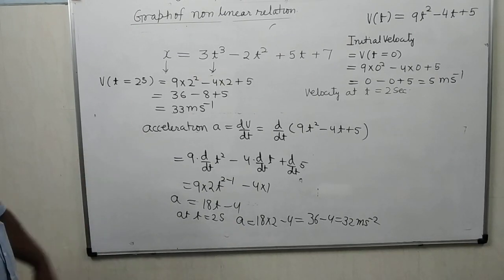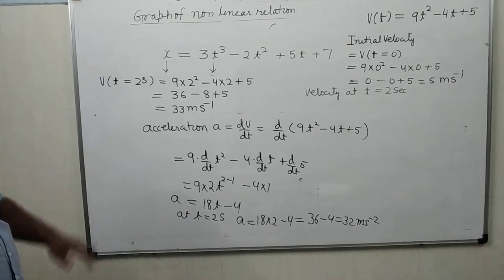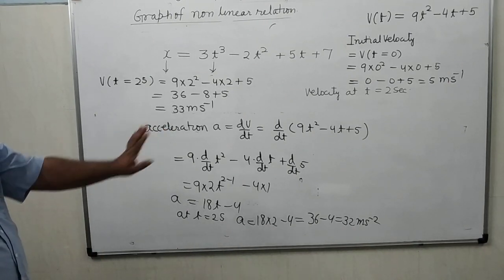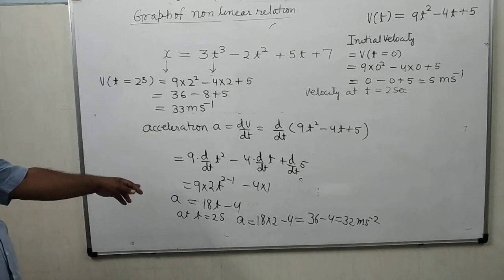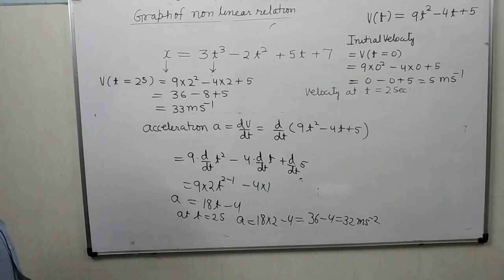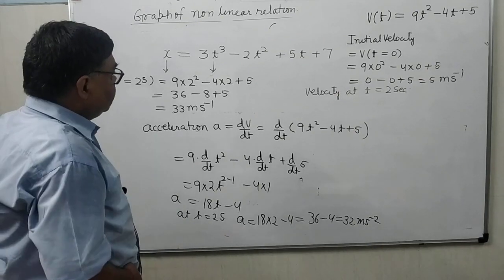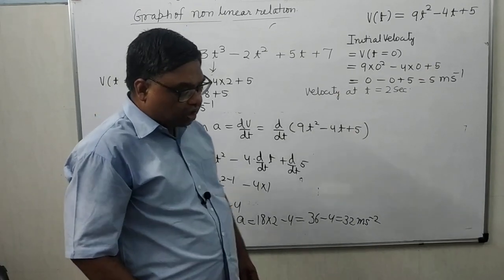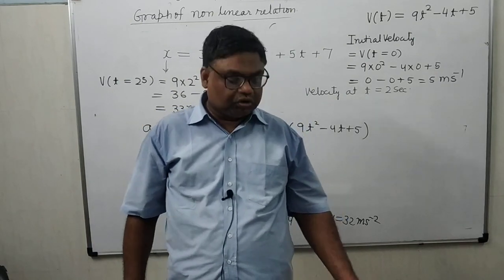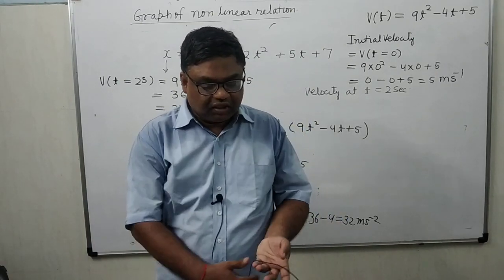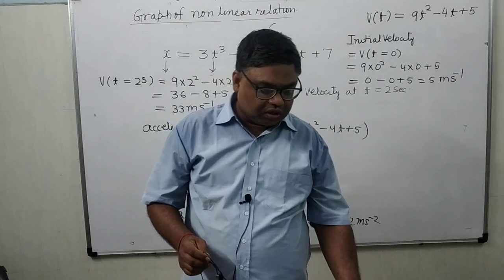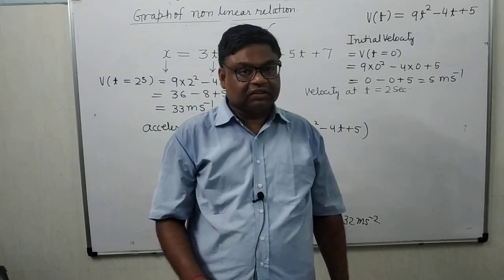Now what is d by dt of t square? It will be 2 into t. d by dt of t will be 1. So when you simplify, it will come out 18t minus 4. Now you substitute t equals to 2. So you will get the value of acceleration. It's clear? So this is the use of differentiation in physics.